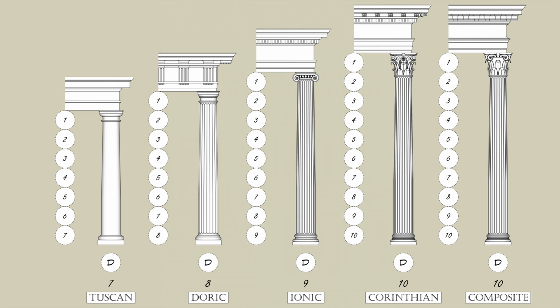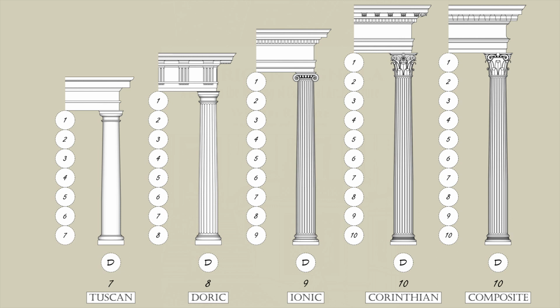The Tuscan order on the left being 7 diameters tall, working up to the Corinthian and composite orders on the right, which are 10 diameters tall. Something about this representation always confused me. The Tuscan order was supposed to be strong and masculine, and the Corinthian and composite were always described as delicate and feminine. You don't get that impression from this type of comparison.